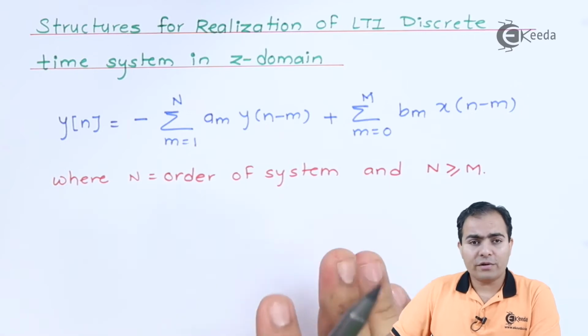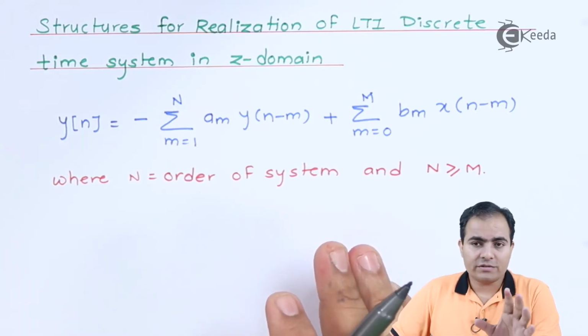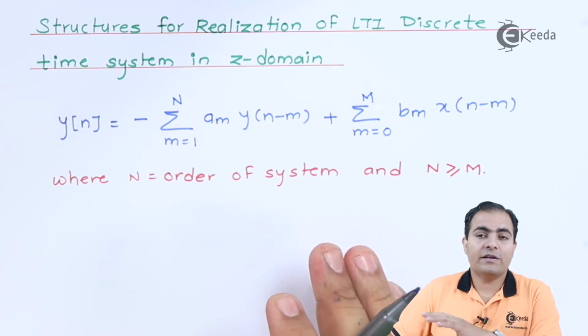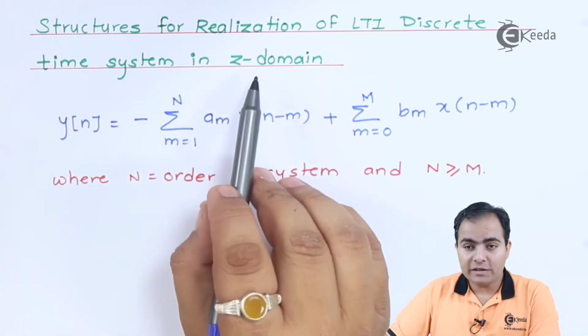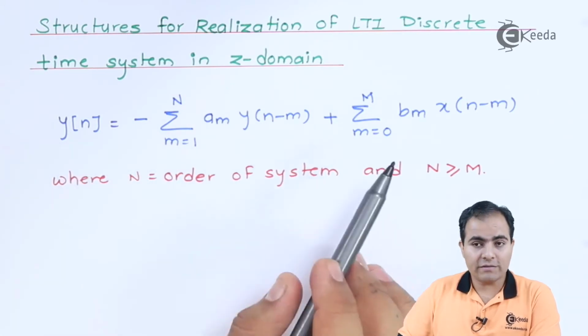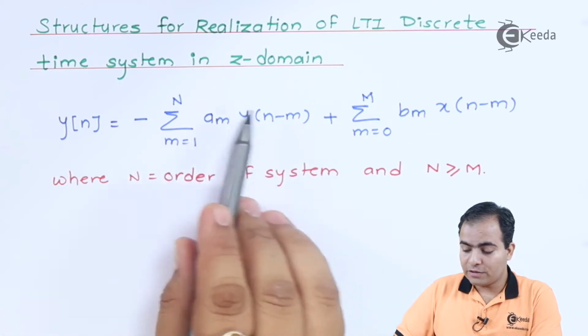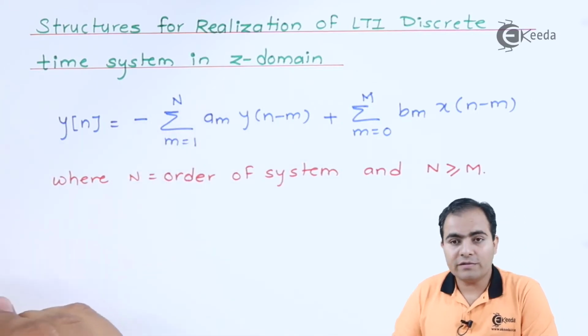Now basically we want to plot the structures or different types of realizations which will give us a comparison between input and output. So we are studying the Z transform, which means we have to convert all this equation into the Z domain. So what I'm going to do, I'll shift this summation part to the left hand side to get the value of y of z.